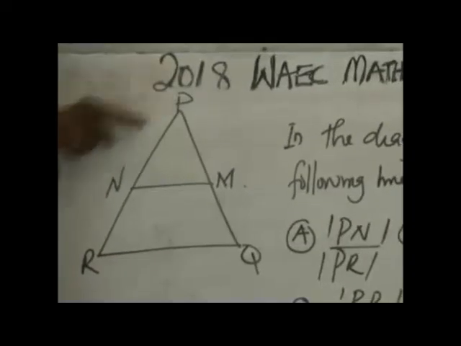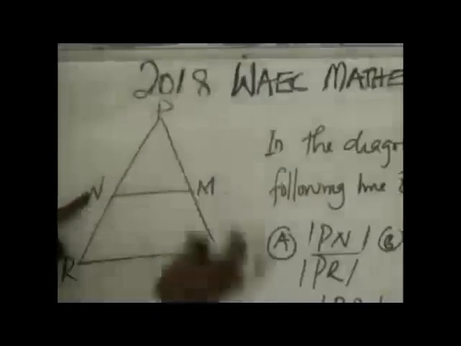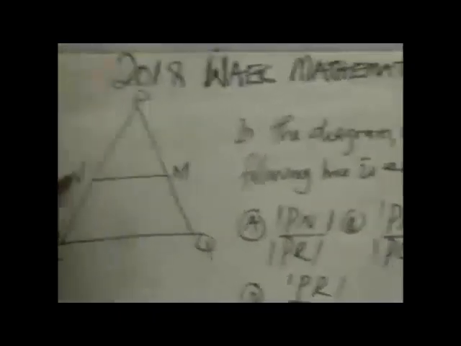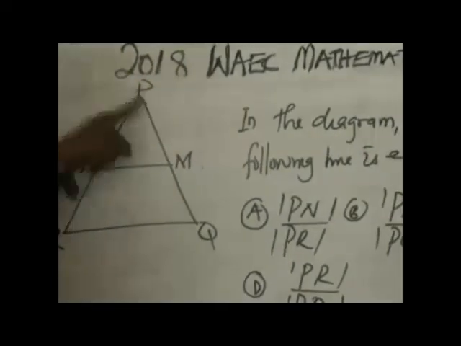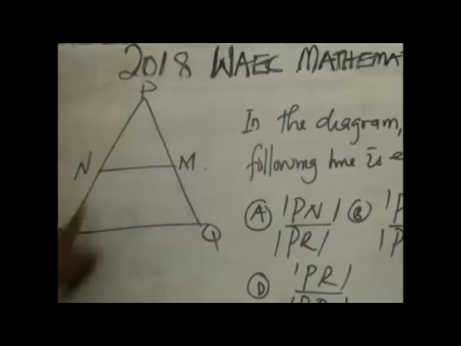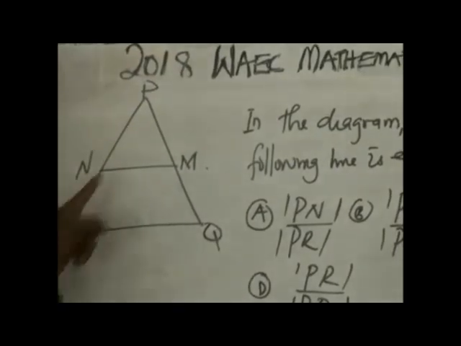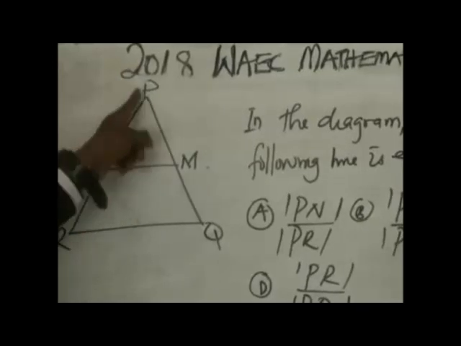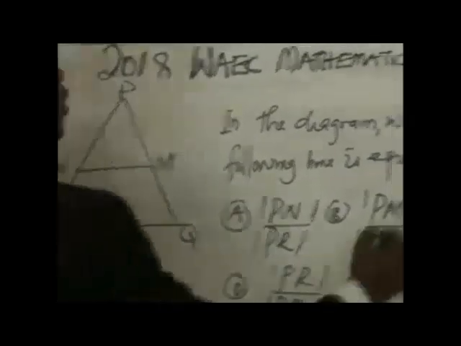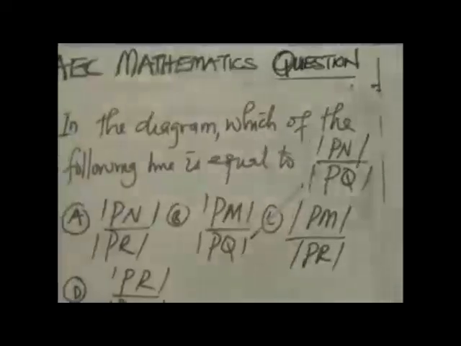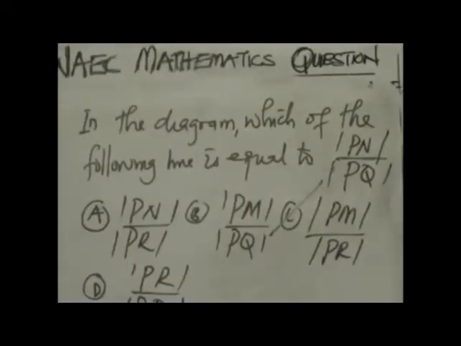So you just come here, this is quite simple. You just do line PN over PQ. So which of these options is equal to this? What you simply do is say PN over PQ is written as PM over PR. That's it, because the question says PN over PQ. So it will be PM over PR, and the correct option is option C. You understand? Let's move on to the next question.